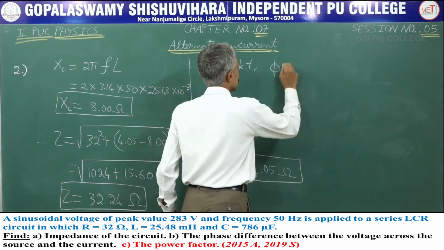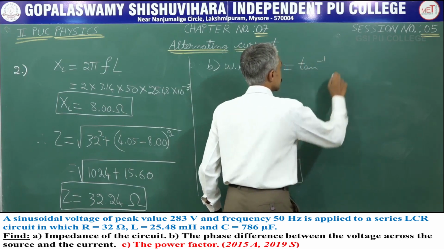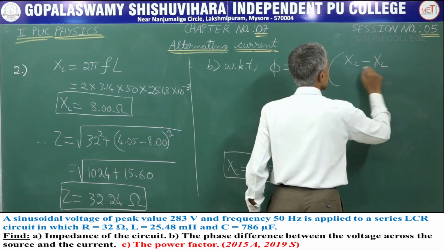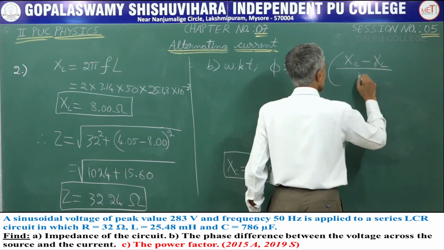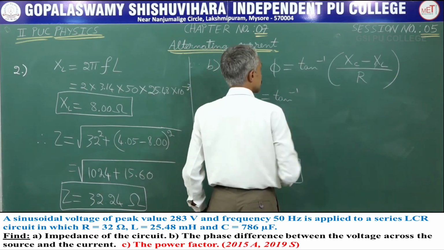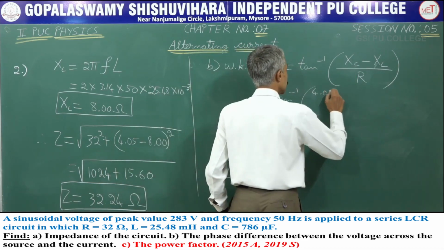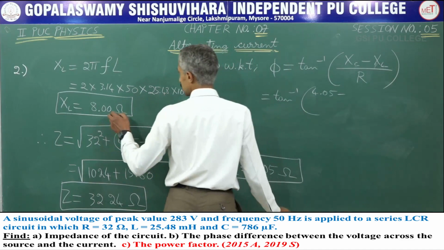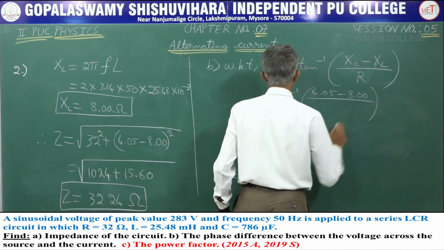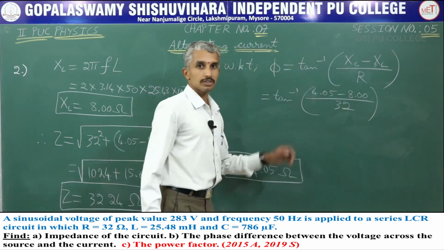So we know that the phase difference is given by tan inverse of XC minus XL divided by R. So this is going to give us tan inverse of XC is 4.05 minus XL is 8, R is 32. So let us solve this.